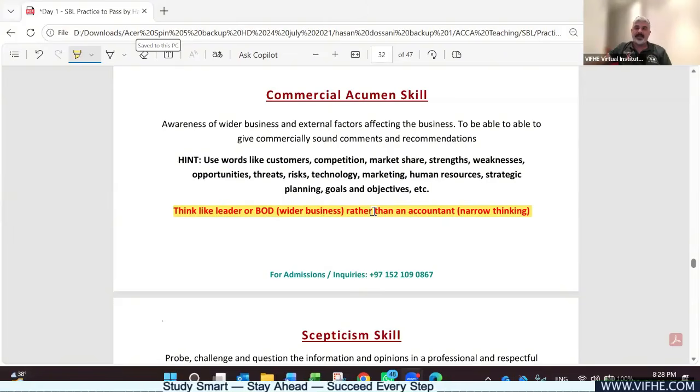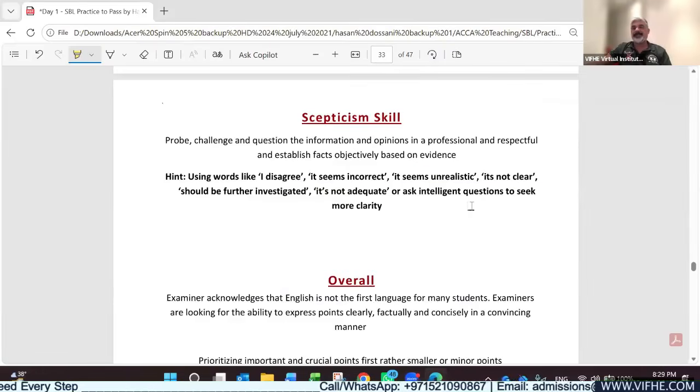All right, done. Everybody clear on commercial acumen? Nothing extra needs to be done. If you know all the topics of SBL, you can easily score straightforward marks. The last one is skepticism skill. This one is slightly more complicated than the other four.